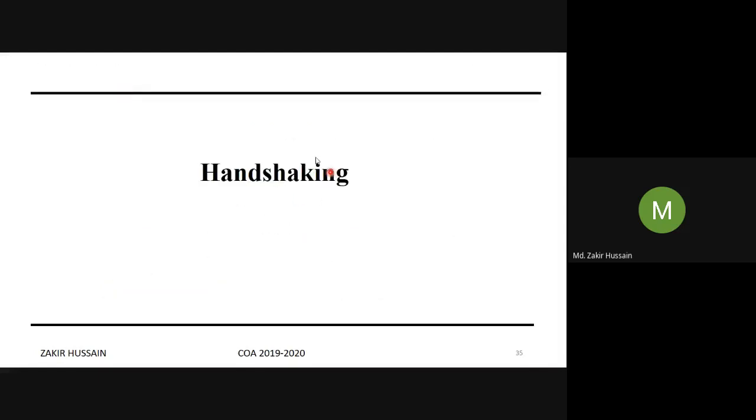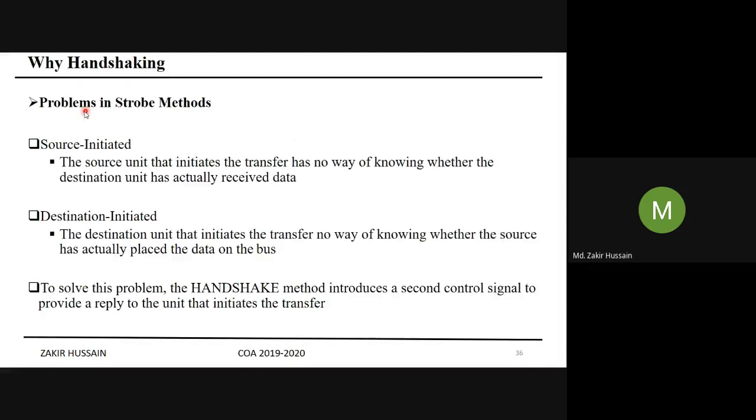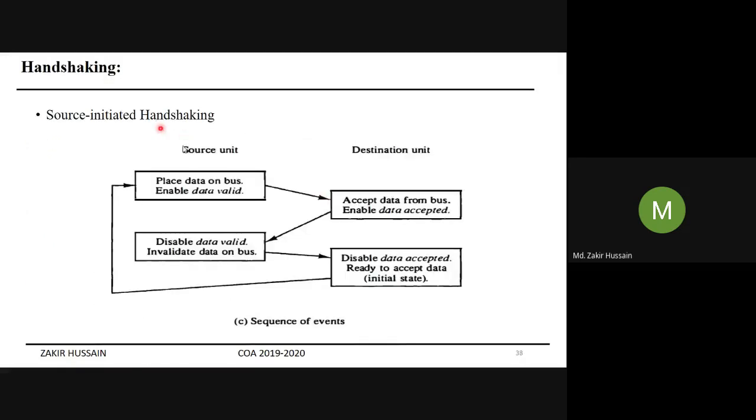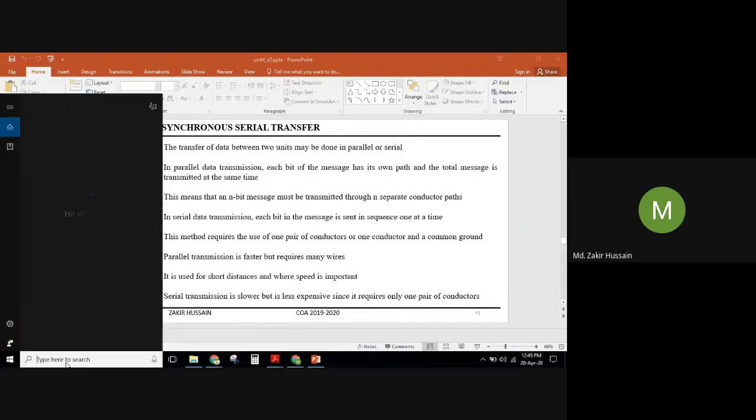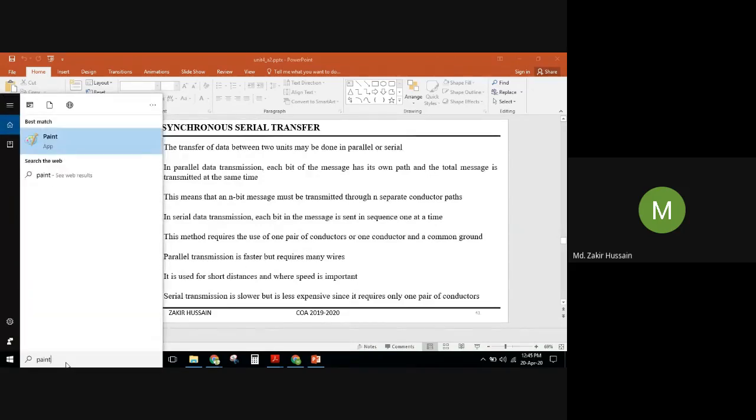The other way around, we manage in handshaking. There are some problems in strobe methods, in that acknowledgement is not there, so we have gone for handshaking. Now, there is another method called asynchronous serial transfer. So what is this asynchronous serial transfer? Before getting into it, let us go through all the points listed here. First, paint software.